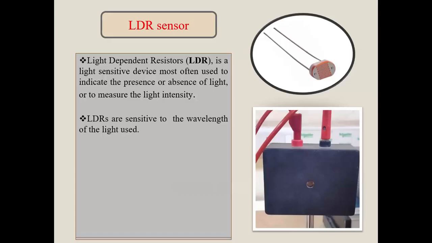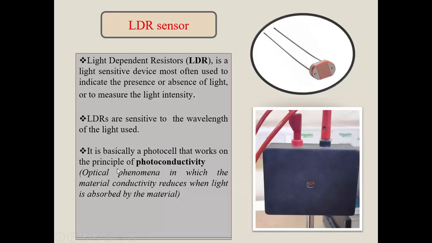As far as the LDR sensor is concerned, we call it a light dependent resistor, or we also call it a photoresistor. It is the light sensitive device most often used to indicate the presence or absence of light or to measure the light intensity. This is how it looks like. LDRs are sensitive to the wavelength of the light used, and please do remember that it is basically a photocell that works on the principle of photoconductivity. Photoconductivity is nothing but an optical phenomenon in which the material conductivity increases when light is absorbed by it.